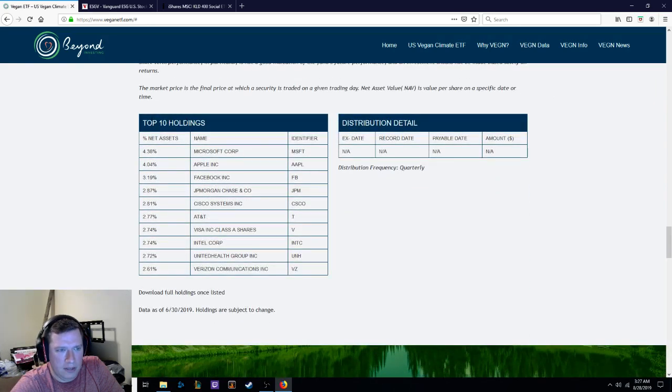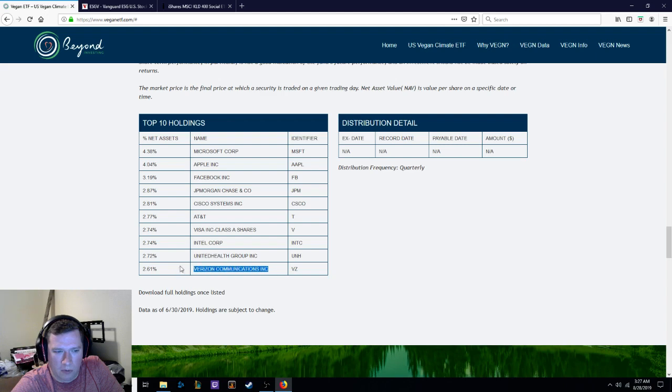Now, it does give the top 10 holdings so far. It does not give the entire list of holdings just yet. If you're curious about that, I'll keep looking and update it whenever I can. So here's the top 10. Now you have the big boys on the market: Microsoft, Apple, Facebook, JP Morgan, no Google, no Google as of right now.